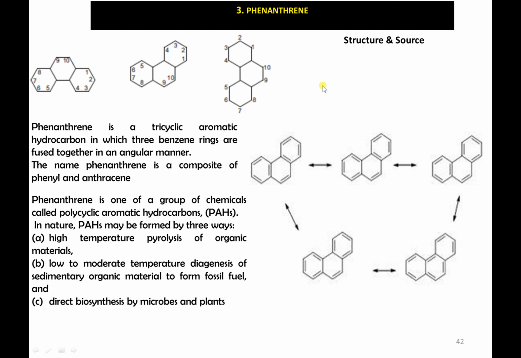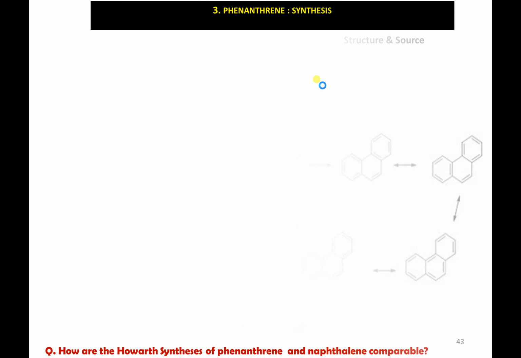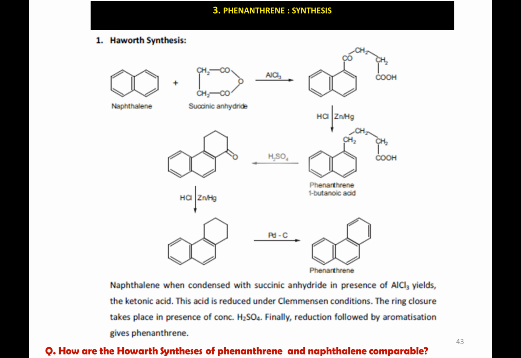and it is obtained naturally through high temperature pyrolysis of organic materials. Also during the formation of fossil fuel, that is, moderate temperature diagenesis of sedimentary organic material to form fossil fuel, and direct biosynthesis by microbes and plants. So this is how it is naturally obtained. However, there are various syntheses also designed for phenanthrene. And first is again the Haworth synthesis.